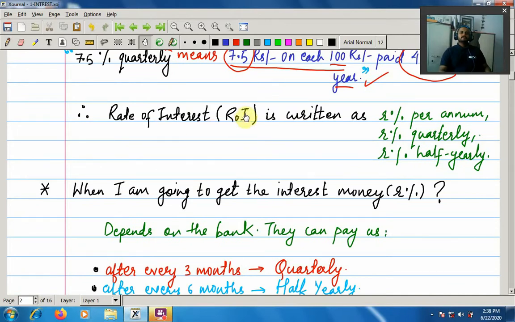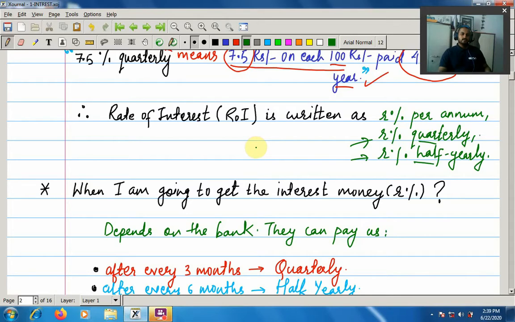So this is the rate of interest denoted by ROI, written as R% per annum. R% per annum means only one time in a year. Then R% quarterly, we have seen it. So R rupees on every 100 rupees. Quarterly means 4 times. Then R% half yearly, 2 times in a year, so after 6 months. We also have some examples of rate of interest per month, so 12 times in a year, at the end of every month.